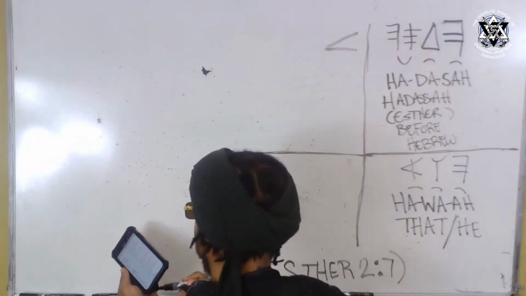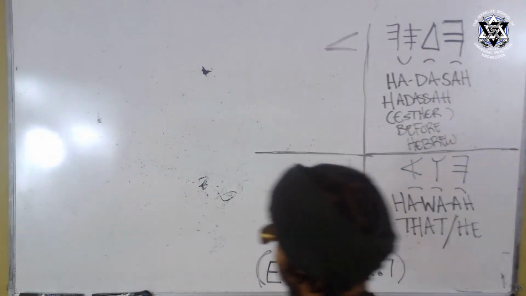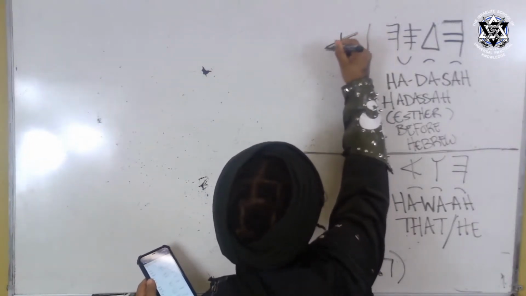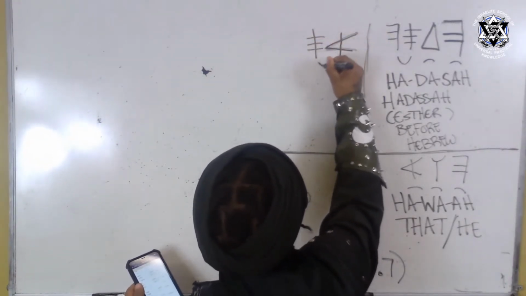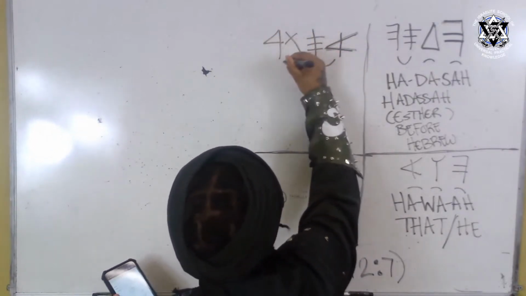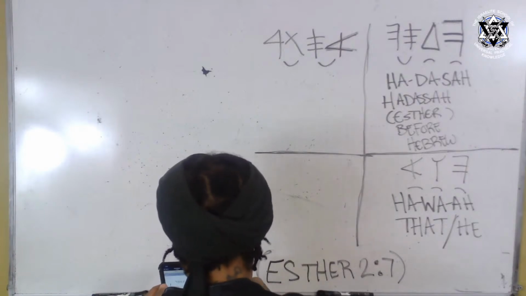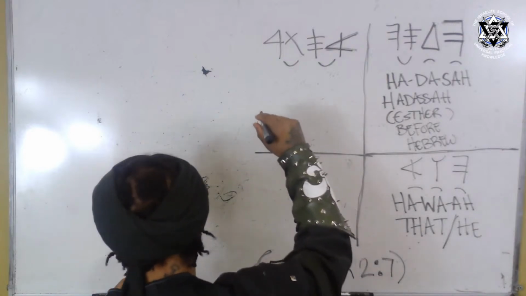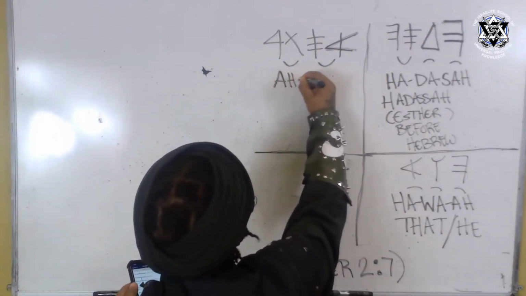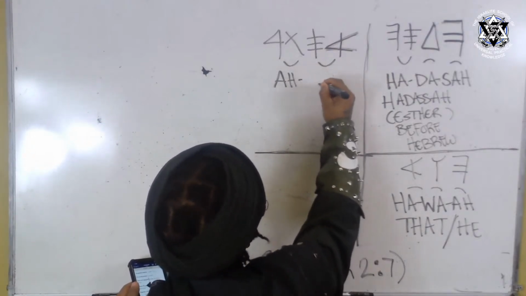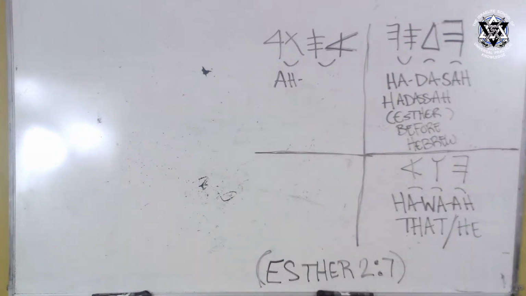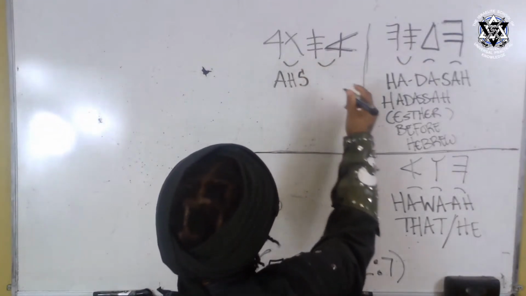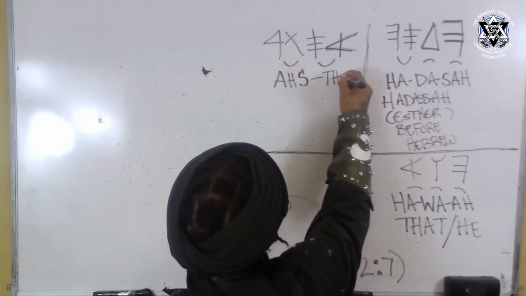So Hadassah was Esther before the Hebrew name. And then Esther is the name that she was given. Let's lock it. So here we go, and this is how you pronounce it. Actually, I'm going to do it this way so y'all can understand how Hebrew is written. As, and then Thar. Astar.